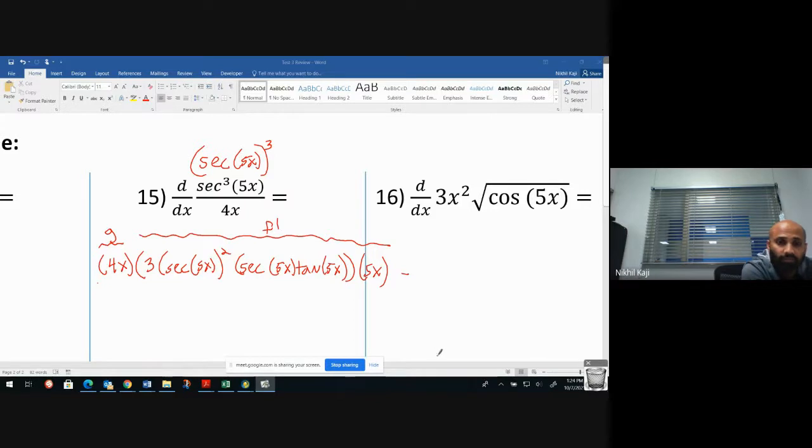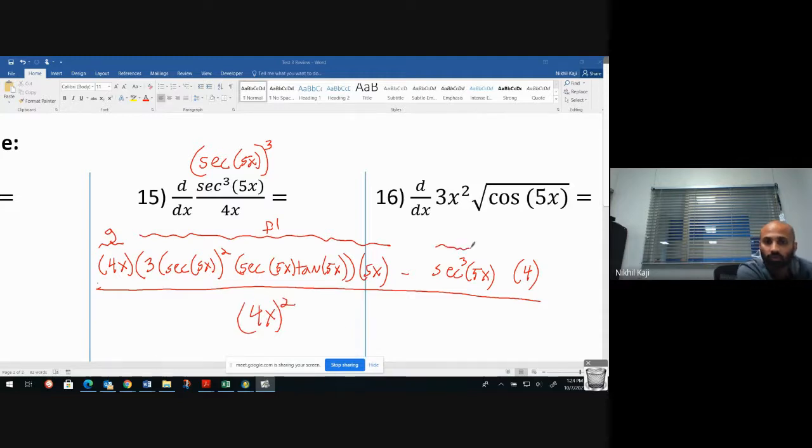Minus f, my original f, times g prime, just 4, all over g squared. So this was my f, and this was my g prime. And this is my g squared down here.